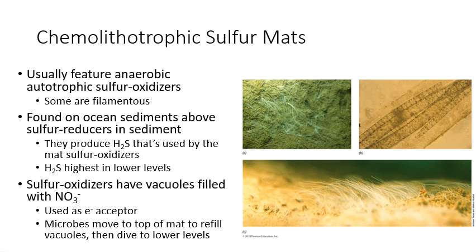And a lot of them are filamentous, so in these pictures, these would be images of the top of a chemolithotrophic sulfur mat, and you can see these kind of hair-like things on the top of it. Those are actually the filaments of those autotrophic sulfur oxidizers in the mat. And here's a zoomed-in version of the filaments.